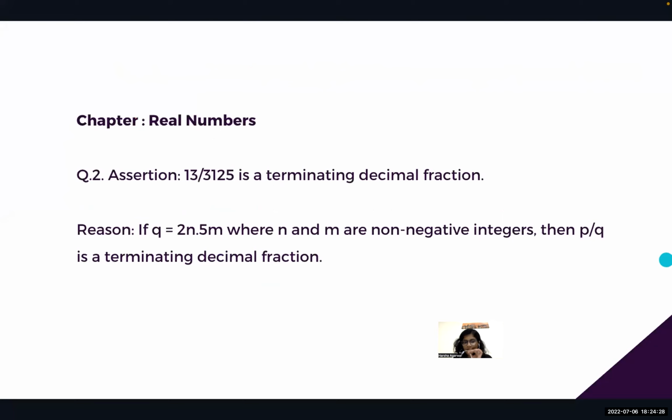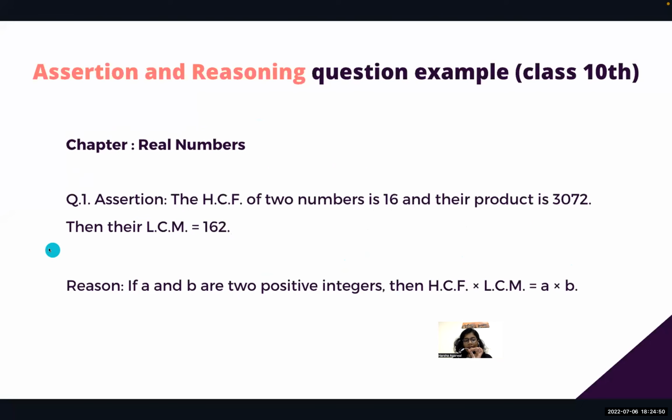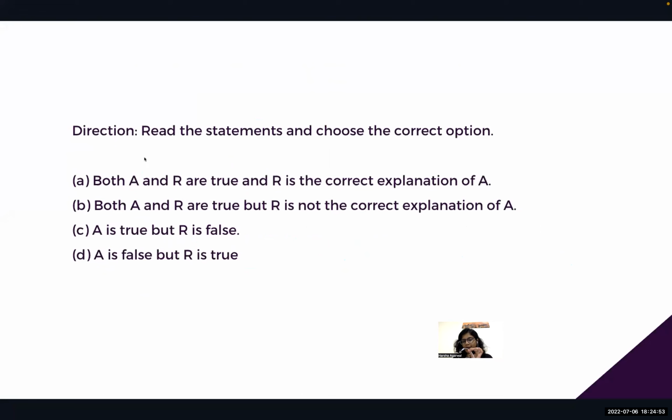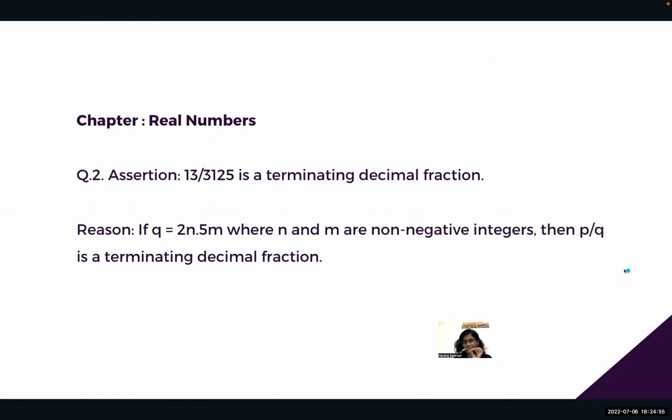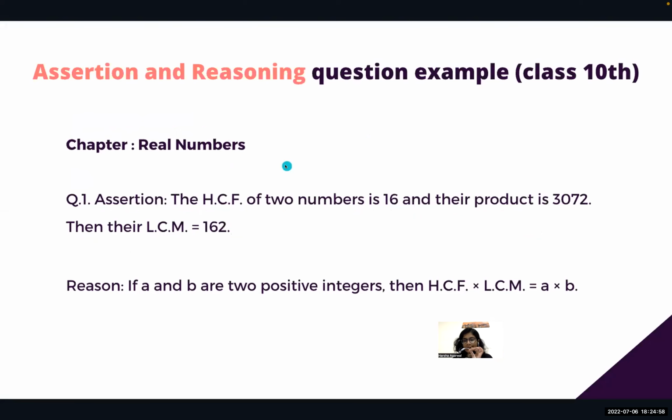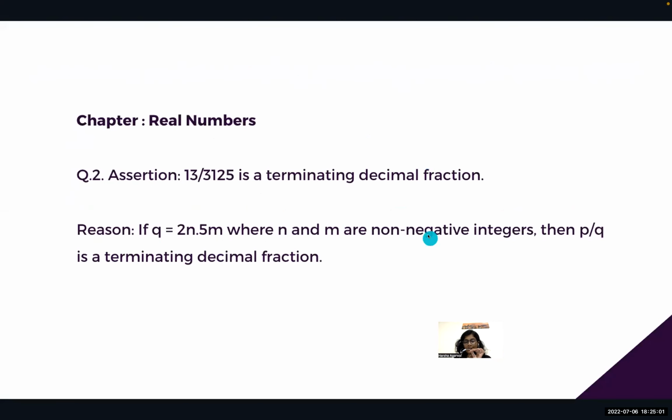Another example for the same is this. Assertion: 13 by 3125 is a terminating decimal fraction. Reason: if q is equal to 2^n into 5^m, where n and m are non-negative integers, then p divided by q is a terminating decimal fraction. Again, if you give both of these as assertion and reasoning to students, you have to present your options in this manner for the students to select and answer. So mathematics teachers, standard 10, these are two examples which I've shown you for real numbers. I took the chapter as real numbers here, and you can see how assertion and reasoning is done.